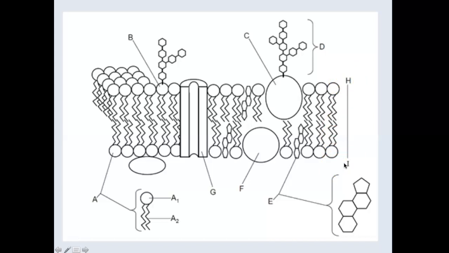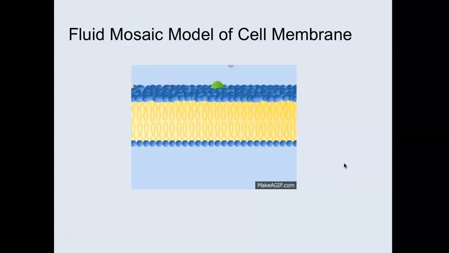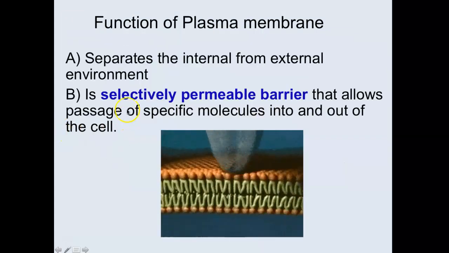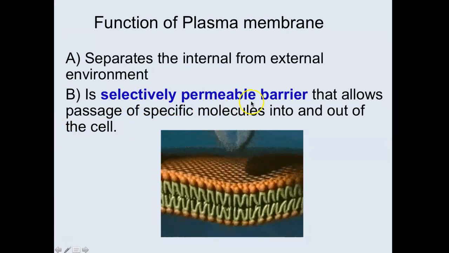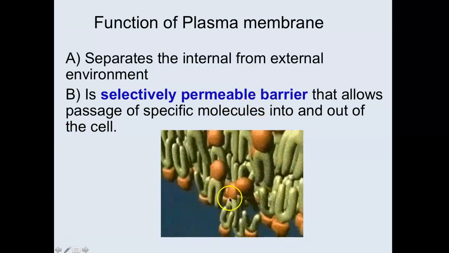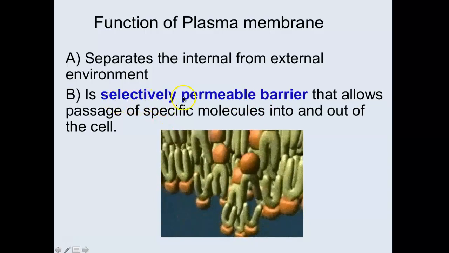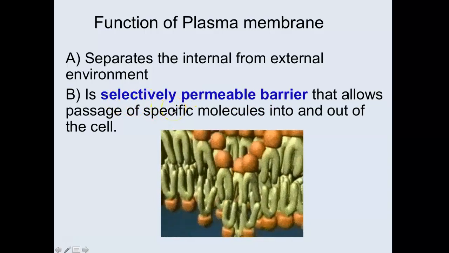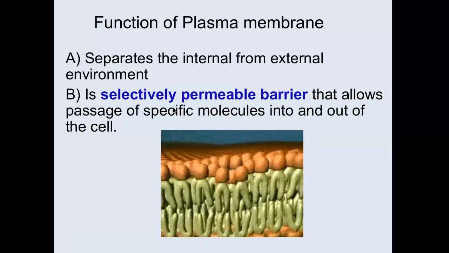All right, so what does the membrane do? What's the function of our membrane? The function of our membrane is to be a selectively permeable barrier. It separates the inside from outside of the cell, but it decides what can go through it. So this is really important. I'll just read what's in the notes.